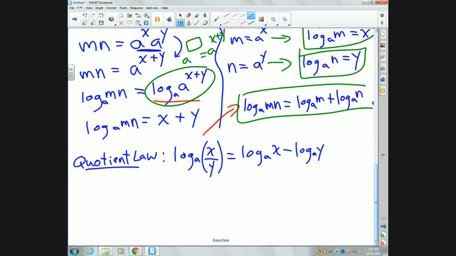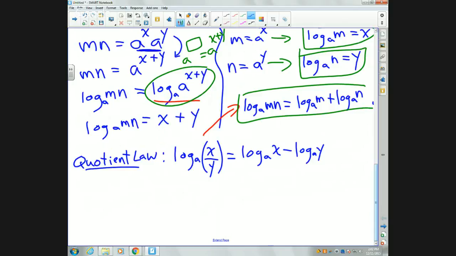So the quotient law just says that if you take the log of a quotient, that's equal to the log of the numerator minus the log of the denominator. So it's adding, it's multiplying. It's exactly the same as the exponent rules, right? If you're multiplying, you add. Except kind of, yeah.